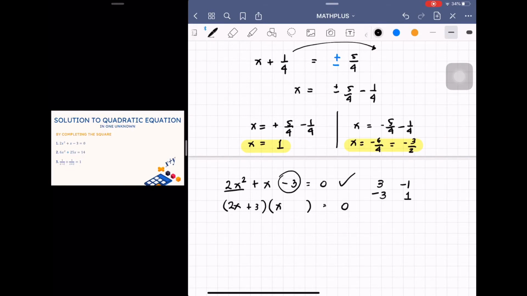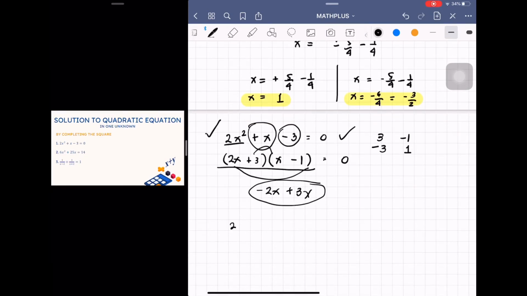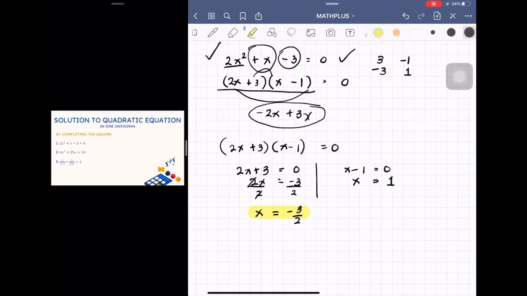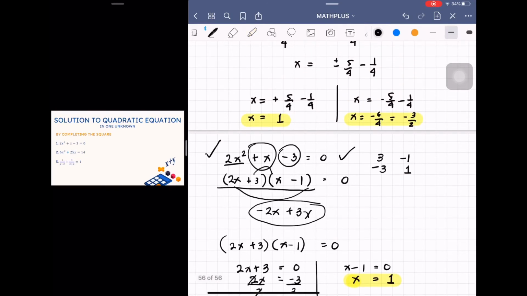If this is positive 3 and this is negative 1, take first, outer, so that's negative 2x, inner, so that's positive 3x. If you take that sum, will it produce positive x? That's correct. So this is the factored form of this equation: 2x plus 3 times x minus 1 equivalent to 0. We were instructed by factoring to get each of the factors, 2x plus 3 and x minus 1, and equate each to 0. You have x equivalent to positive 1, and 2x equivalent to negative 3. Divide both sides by 2, and you get x equivalent to negative 3 halves. This justifies that x is equivalent to negative 3 halves or positive 1, which are our answers by completing the square.